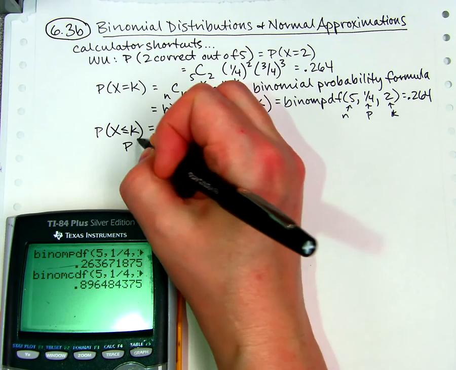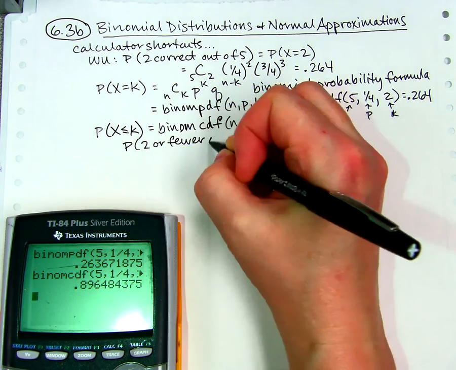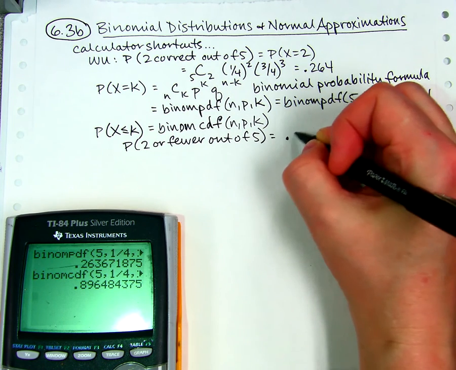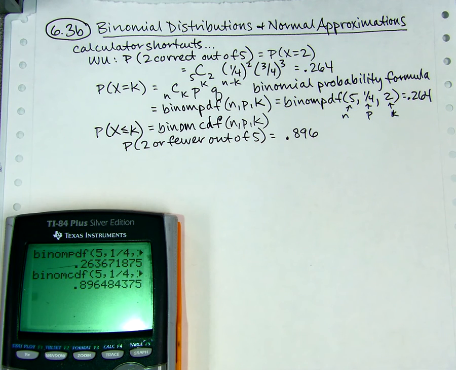Maybe I'll write it this way. 2 or fewer out of 5 would be 0.896. All right, so that's a shortcut that is going to be useful for some things that we'll be doing later on. You could also go the other way.